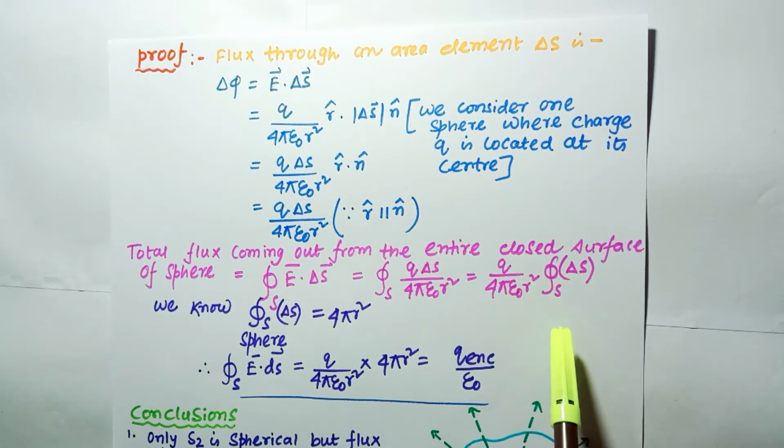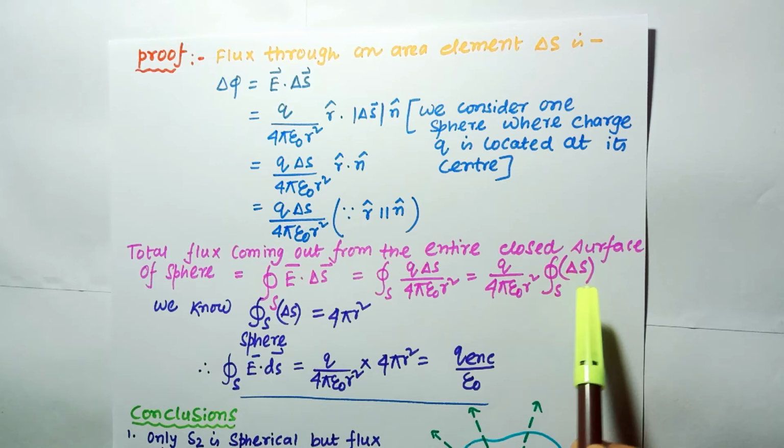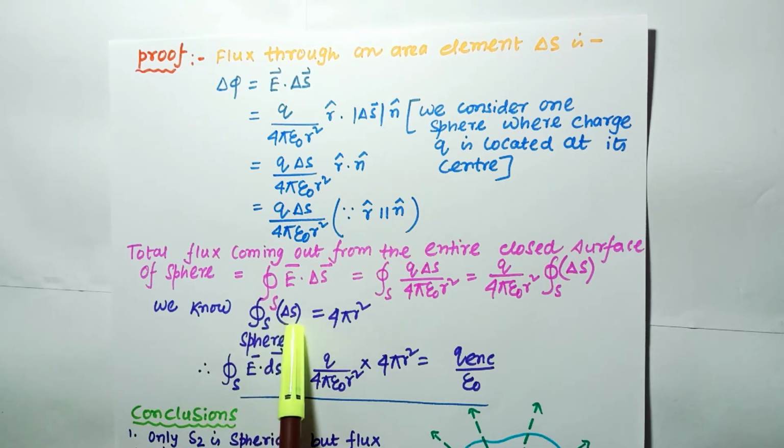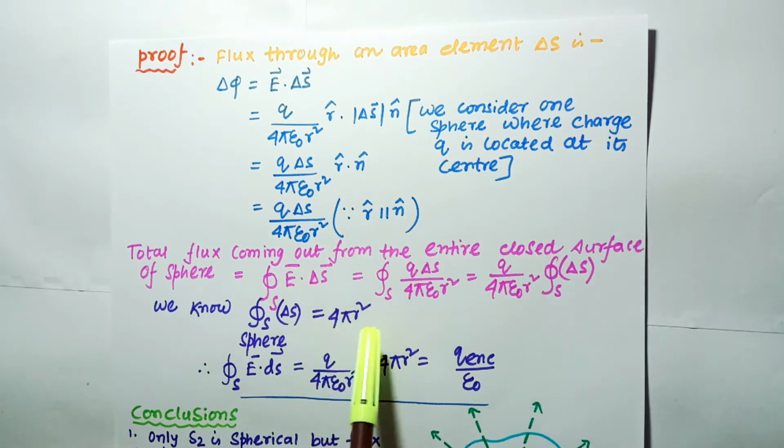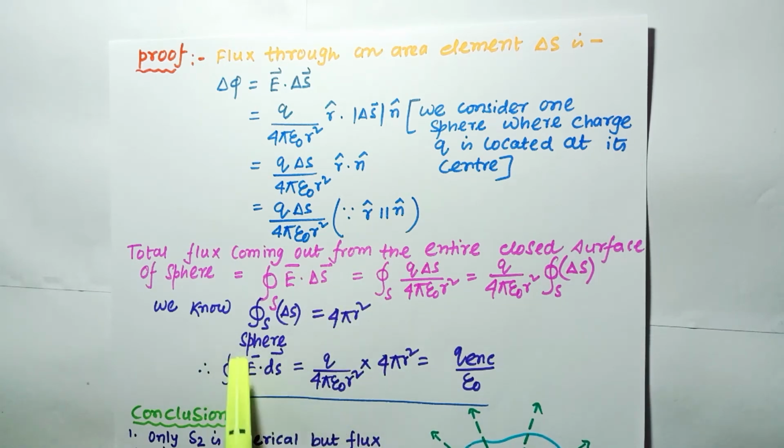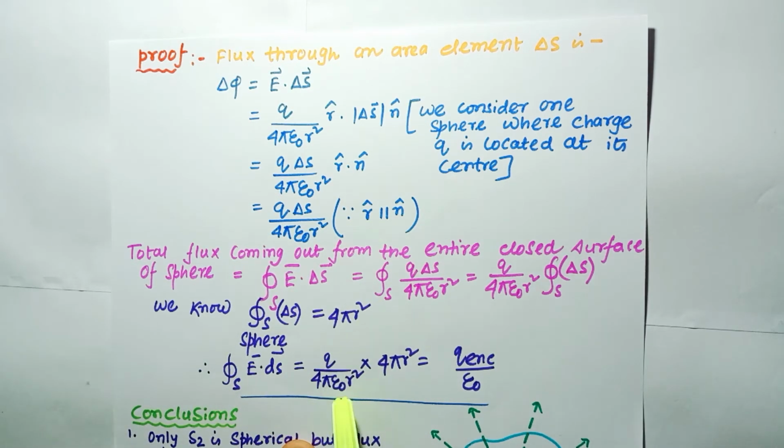What will the closed surface integral of delta S be? We have already considered the Gaussian surface to be a sphere, so the closed surface integral means the surface area of the sphere, that is 4 pi r squared. So the closed surface integral of E dot ds is equal to q by 4 pi epsilon naught r squared times 4 pi r squared. This is the surface of the imaginary sphere, the Gaussian surface, and it is equal to q enclosed divided by epsilon naught. So this is the proof of Gauss's law.